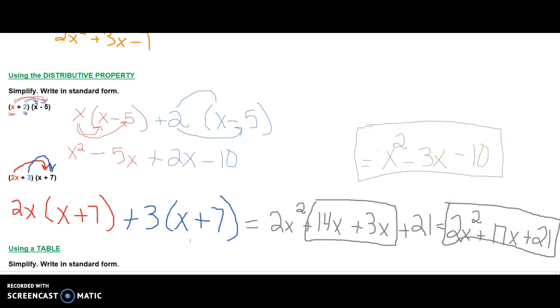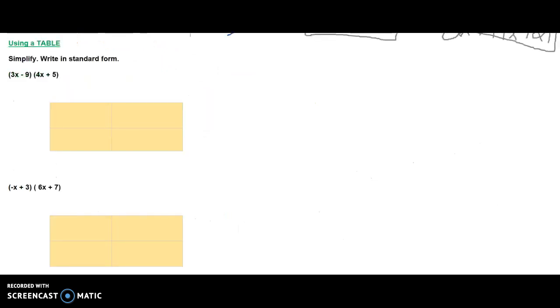Okay, let's look at another method. If you don't like the distribution method, using the distributive property, you can take a look at the table method. So if you are more of a visual learner, this method might make more sense. Remember, our goal is that every term in each set of parentheses is multiplied by the other terms in the set of parentheses. So we started with the distributive property, and this is what the table method looks like.